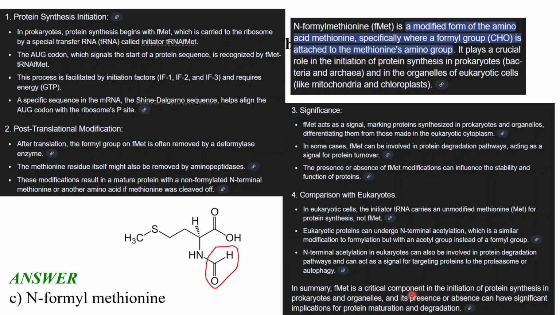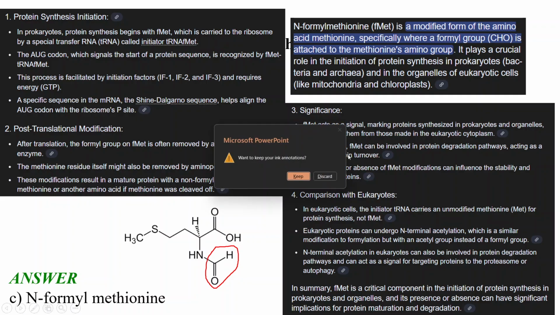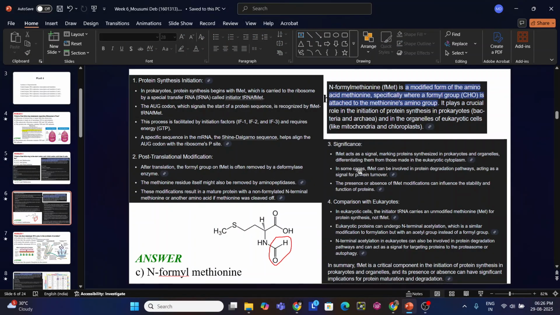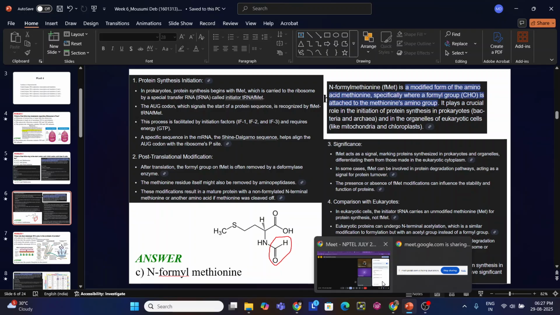In summary, F-met is a critical component in the initiation of protein synthesis in prokaryotes and organelles, and its presence or absence can have significant implications for protein maturation and degradation. Okay, so this is all about the F for N-formyl methionine, its significance, protein synthesis initiation, how it happens, and also a little bit about the comparison with eukaryotes and post-translational modification.